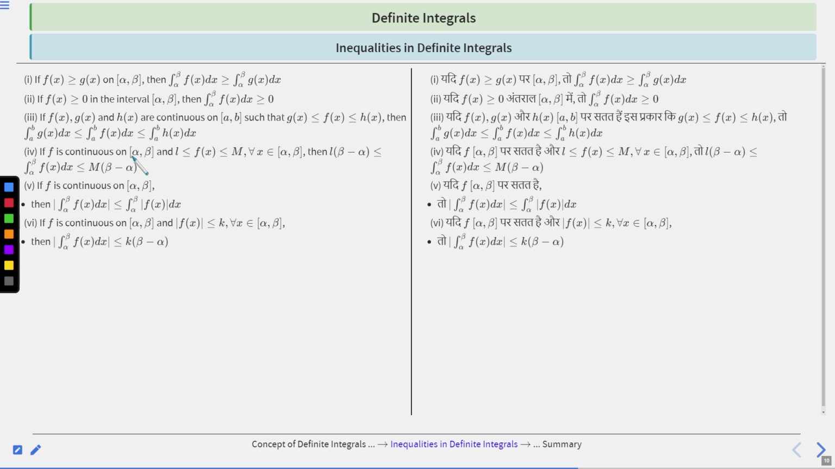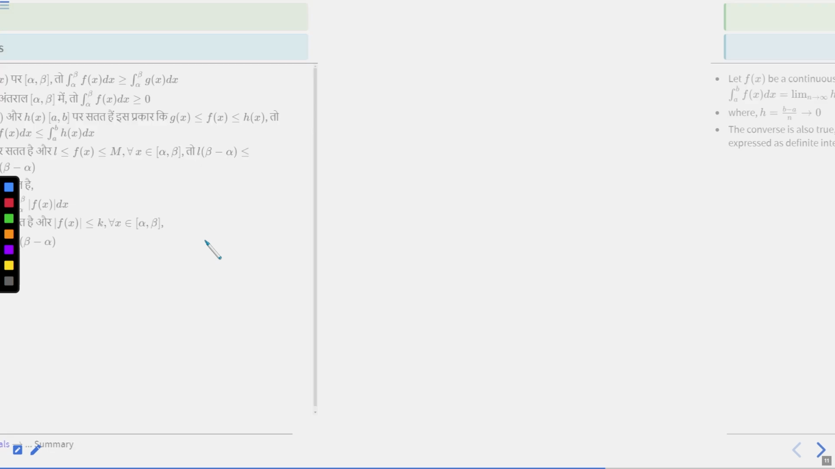Next, if f is continuous on alpha to beta and f(x) is from L to M for all x belonging to alpha to beta, then L times (beta minus alpha) is less than or equal to the integration of alpha to beta f(x) dx, which is less than or equal to M times (beta minus alpha). Next, if f is continuous on alpha to beta, then the mod of the integration of alpha to beta f(x) dx is less than or equal to the integration of alpha to beta mod f(x) dx. Next, if f is continuous on alpha to beta and mod f(x) is less than or equal to k for all x belonging to alpha to beta, then the mod of the integration of alpha to beta f(x) dx is less than or equal to k times (beta minus alpha). You have to remember these things.